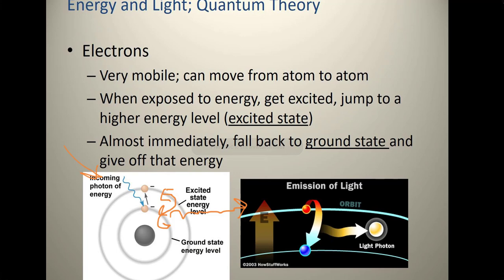Here, in this picture in black, you can see another picture of this. Again, here's the ground state. It absorbs some sort of light or heat that comes into the atom. The electron will jump up to that excited state, and it won't stay there forever. It will immediately jump back down. It can jump back down by energy level or all at once. And when it does, it releases that energy in the form of light.